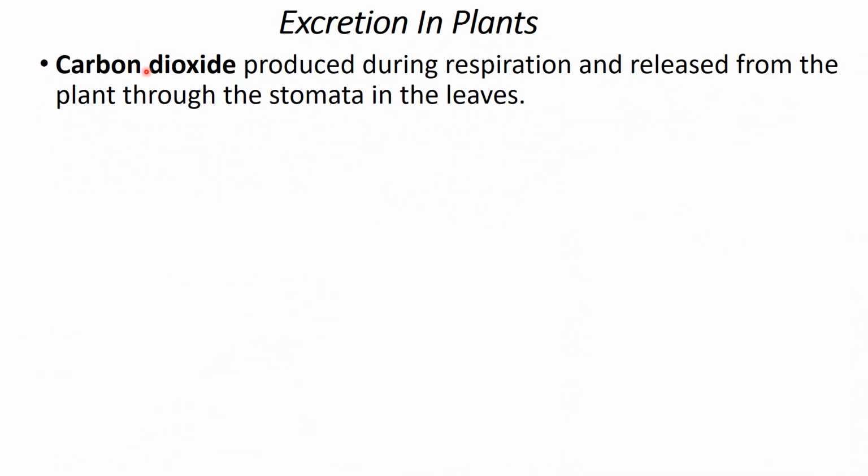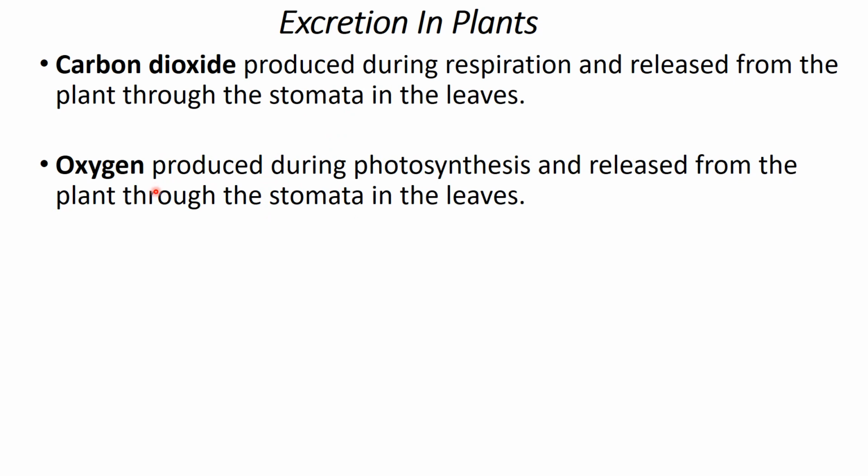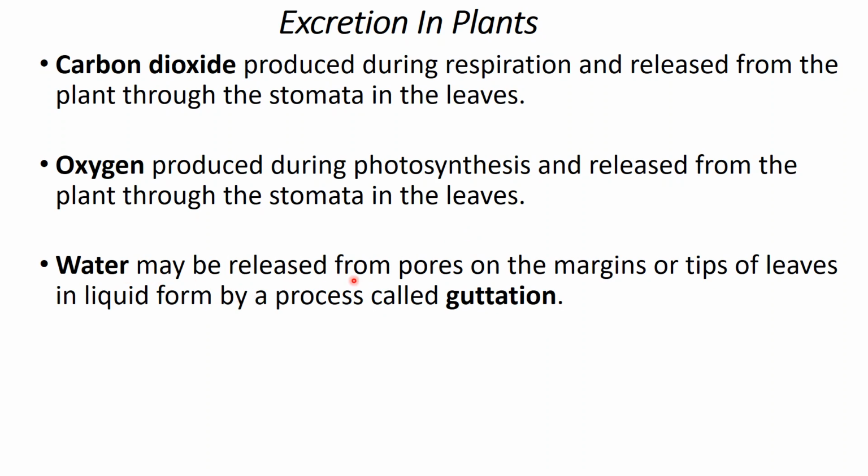Carbon dioxide is also another excretory product produced during respiration and released from the plant through the stomata in the leaves to the atmosphere. This one we know well. Oxygen is also produced in photosynthesis and released from the plant through the stomata in the leaves to the atmosphere. Water may also be released from pores on the margins or tips of leaves in liquid form by a process called guttation. Remember guttation. So carbon dioxide, oxygen, and water, excess of these are removed.